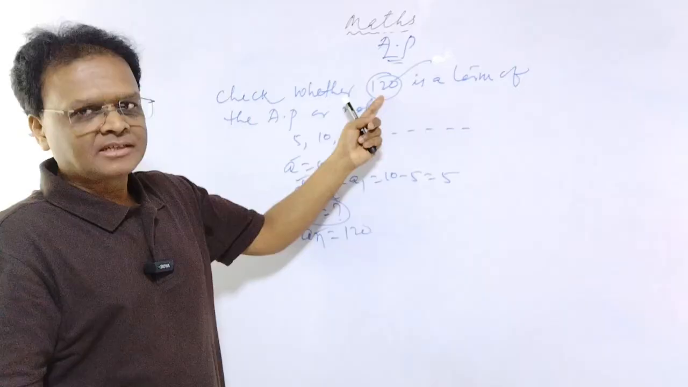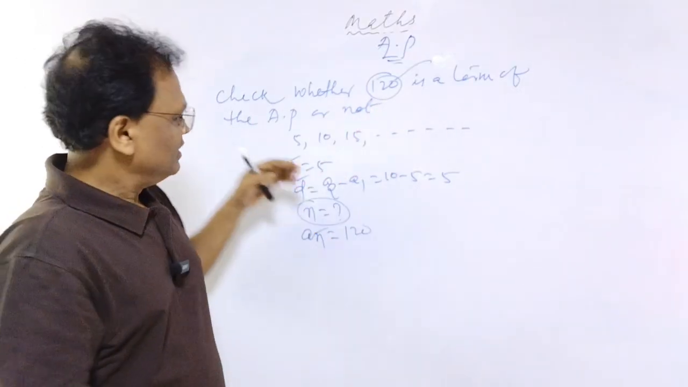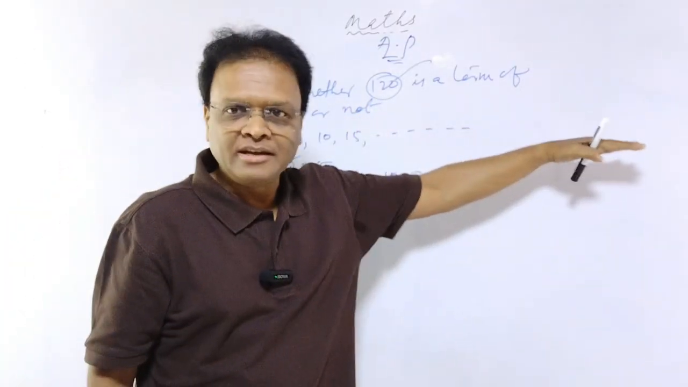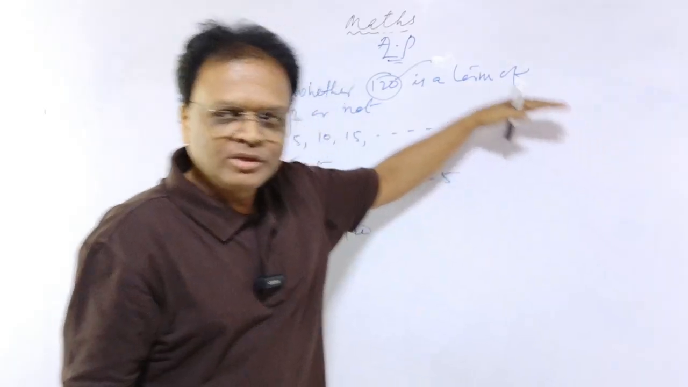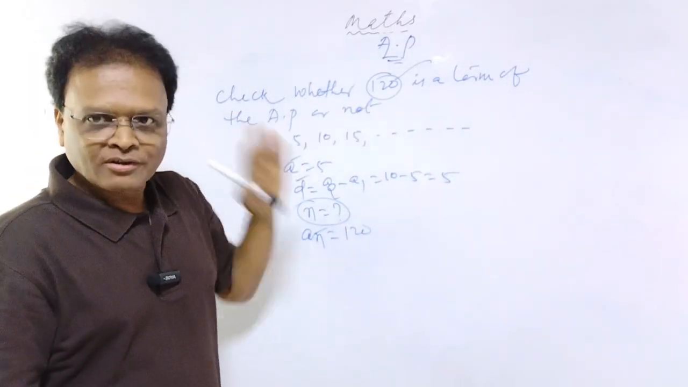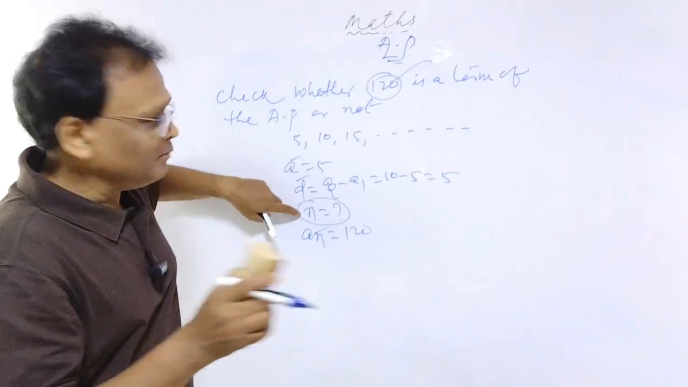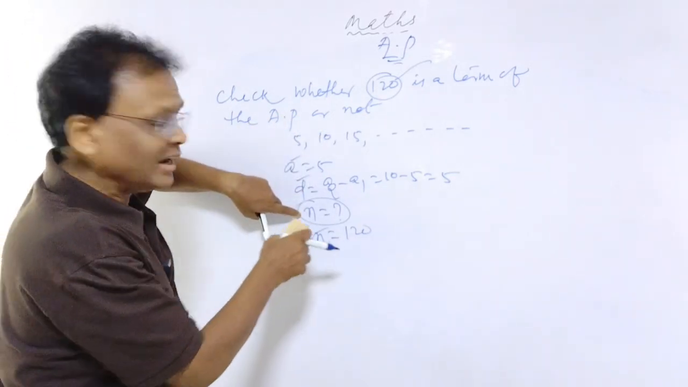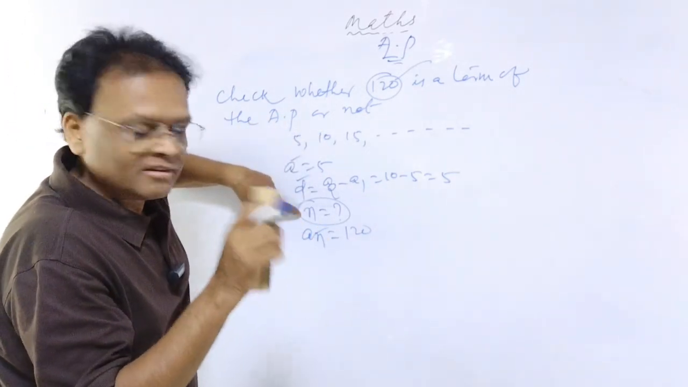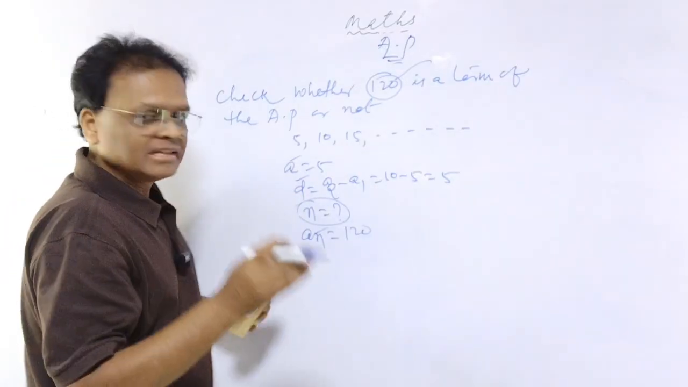Check whether 120 is a term. आपको चेक करना है ये 120 इसका एक टर्म है या नहीं. अगर इसको कंटिन्यू करें तो ये 120 इसके अंदर आ रहा है या नहीं चेक करना. For checking, that means you are checking whether this is a term or not. That means you are finding the n value. All these are, I think, in one formula.